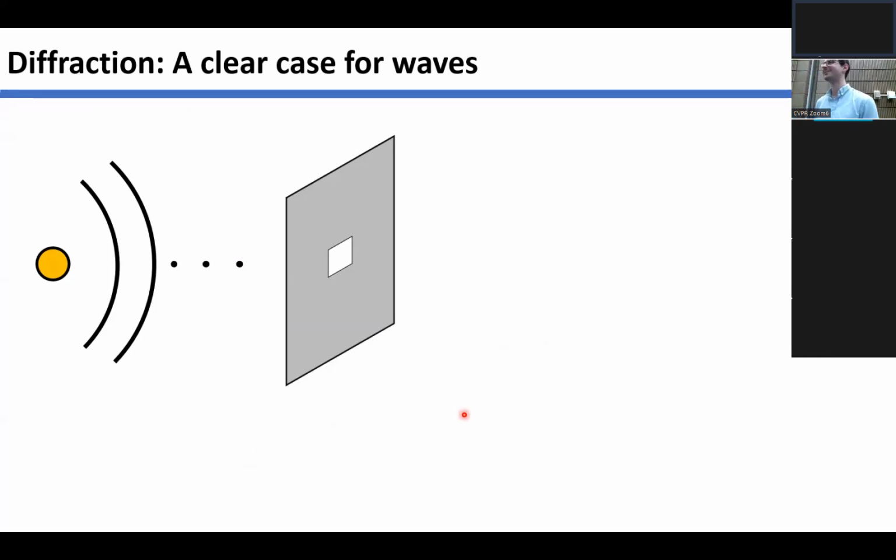Okay, so diffraction. This is really where we're going to need this wave idea in order to solve this problem. So here's going to be the situation.